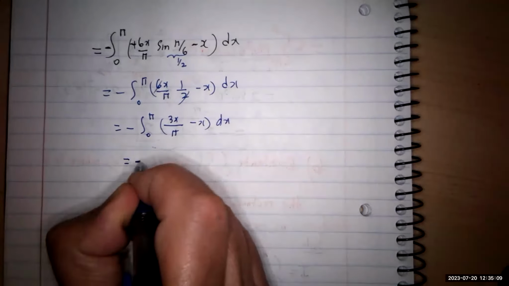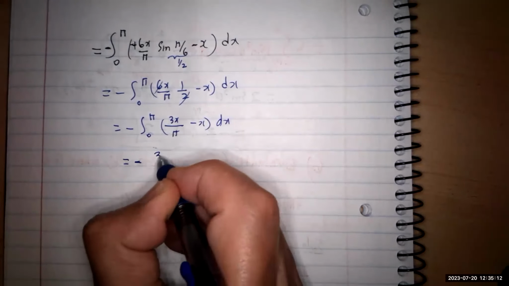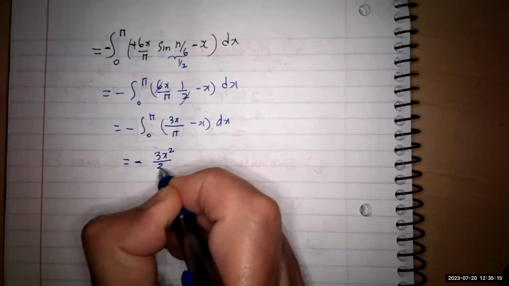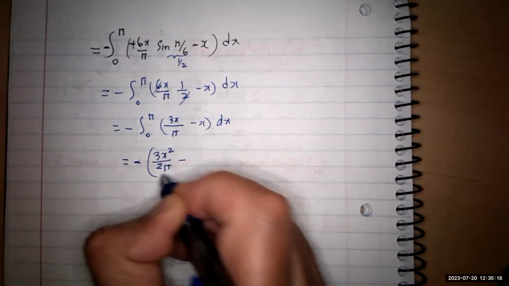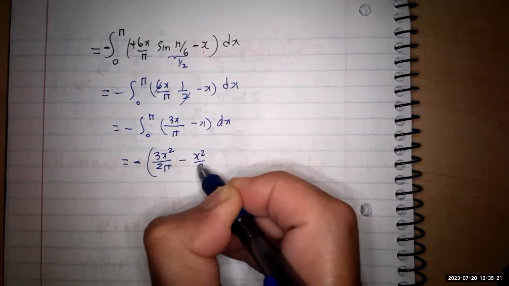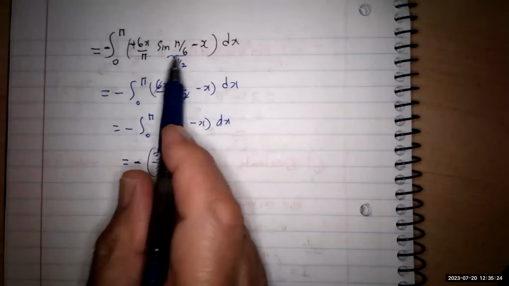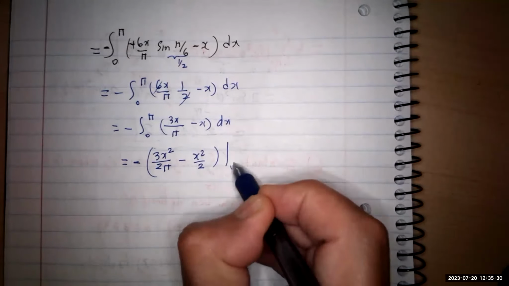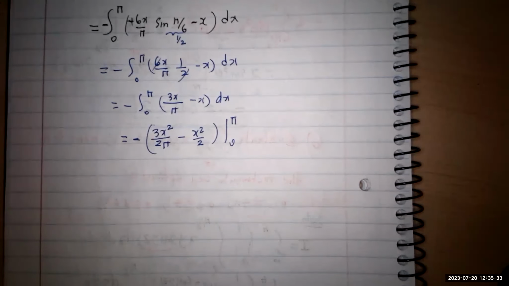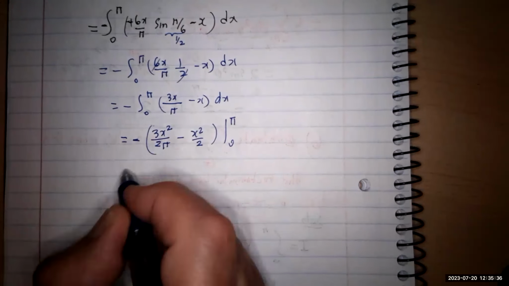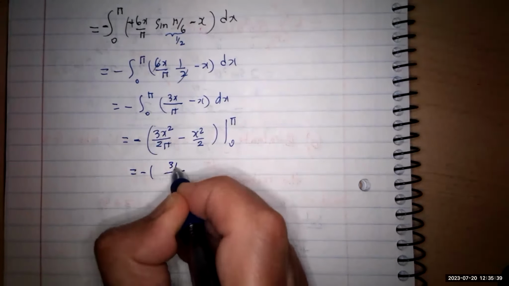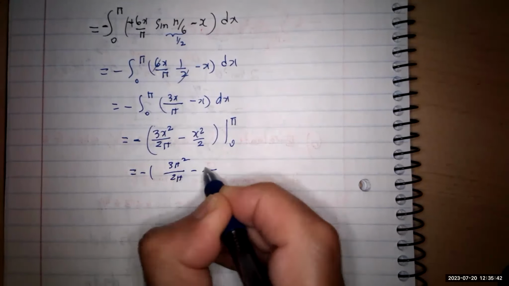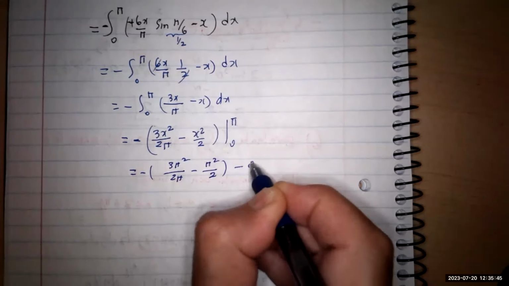Now integrate to get this done. So this is going to be negative. If you integrate it, that gives you 3x squared over 2 times pi, minus x squared over 2. That was a negative, yes, it's correct. Okay, and x going from 0 to pi. Just substitute, you put the 0, you get nothing. If you put the pi, you get something. This is it, 3 pi squared over 2 pi minus pi squared over 2 minus 0.